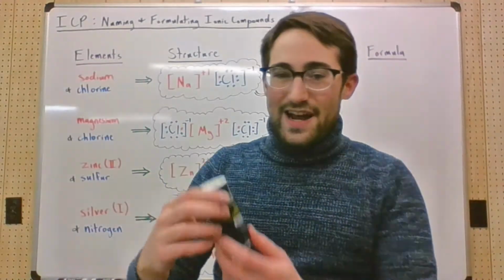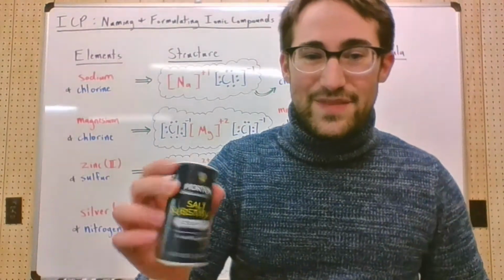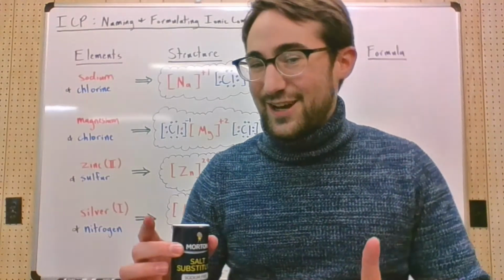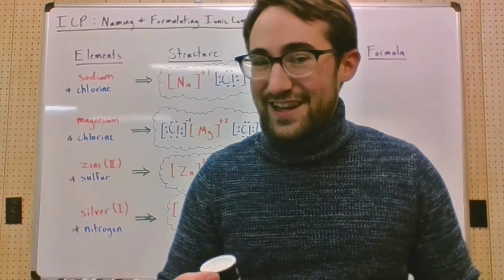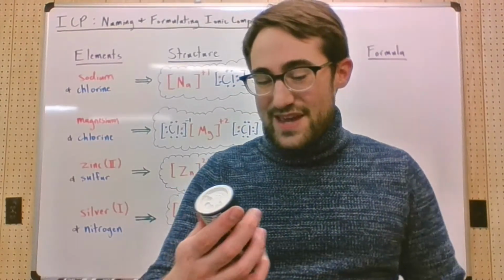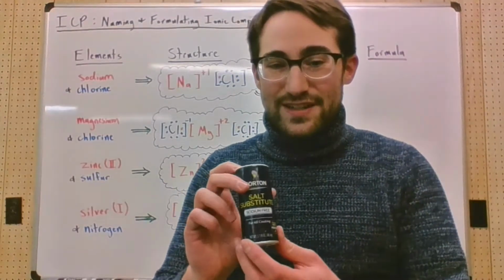Okay, and then finally, I have this salt substitute. Typically, the table salt that you eat is sodium. Well, I don't want to give that away. We'll find out what it's called in a second. But it's an ionic compound of sodium and chlorine. This is potassium and chlorine together.